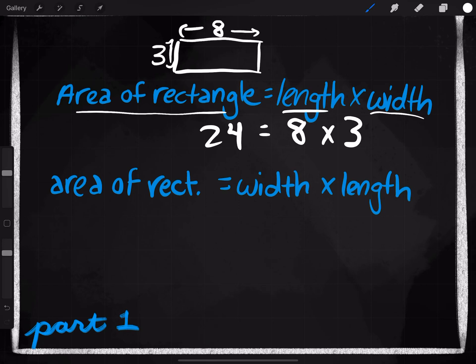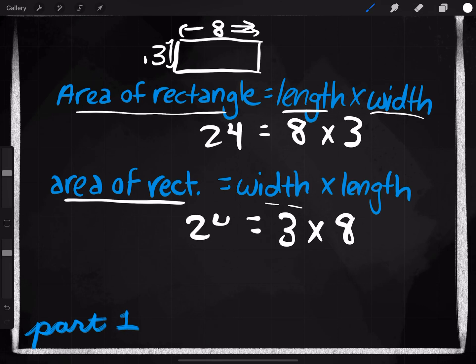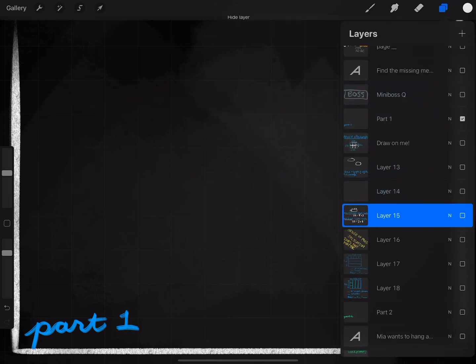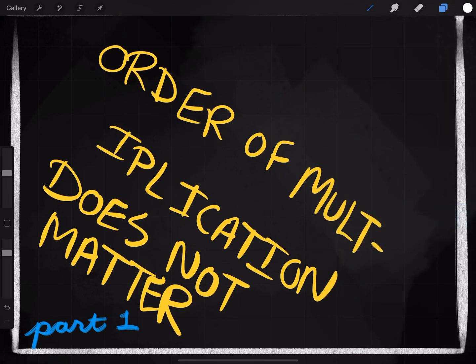But we can also find the area of the rectangle by starting with the width, 3, and multiplying it times the length, 8. So 3 times 8 is 24, and 8 times 3 is 24. The order does not matter. Order of multiplication does not matter. You can multiply in any order.